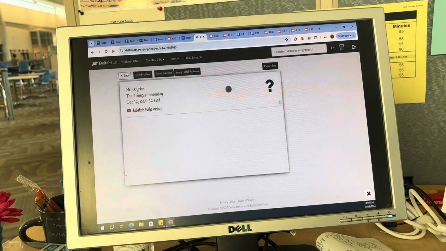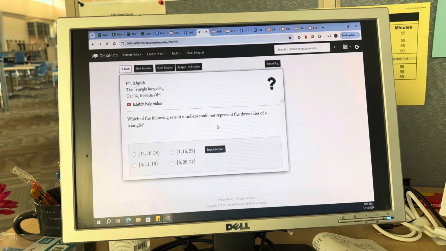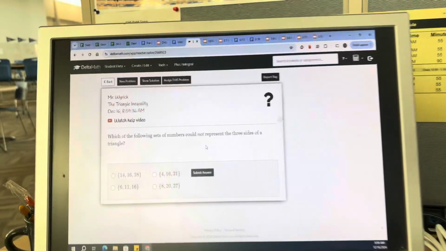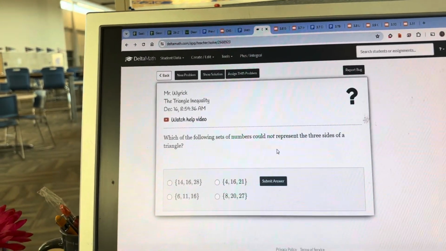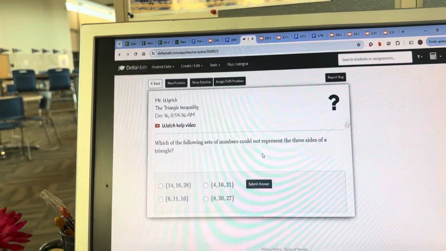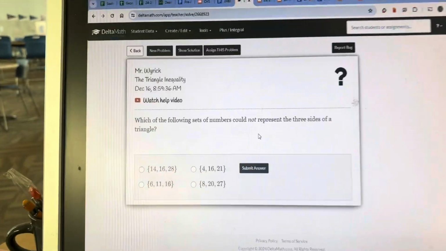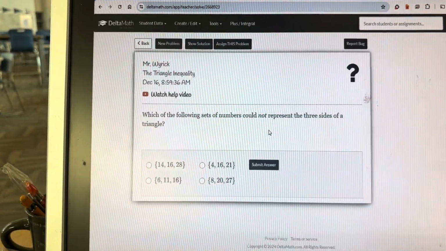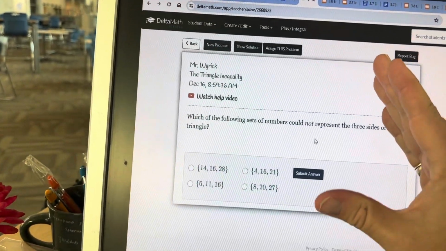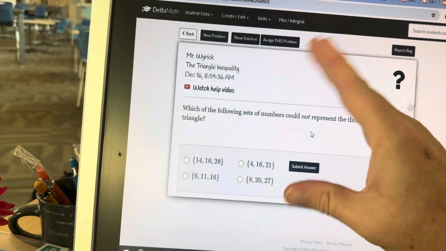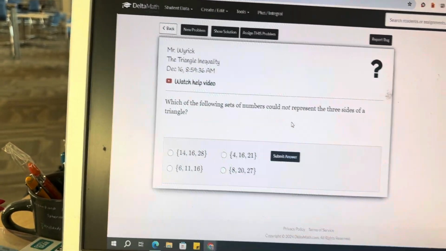Okay, the triangle inequality theorem. Which of the following sets of numbers could not represent the three sides of a triangle? Remember, any two sides need to add up to be more than the other one. So really, you just need to check the two small sides to make sure that they are more than the other. Otherwise, you have two sides of a triangle and it can't reach that third side.